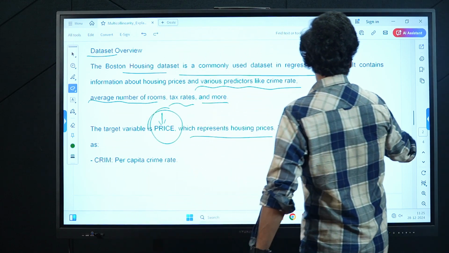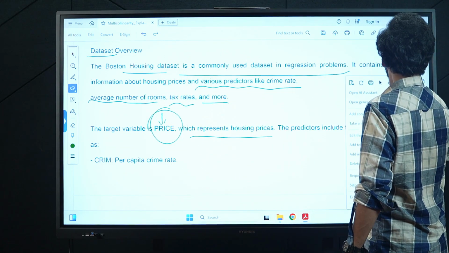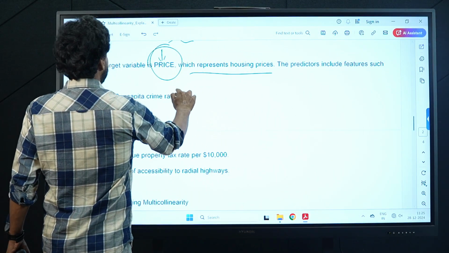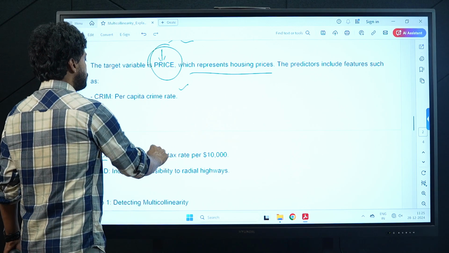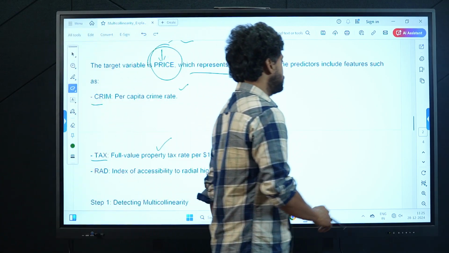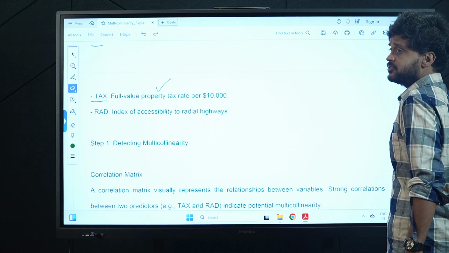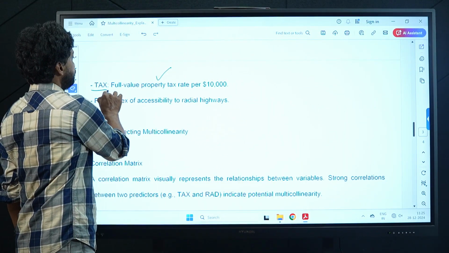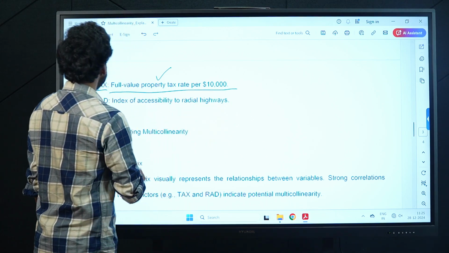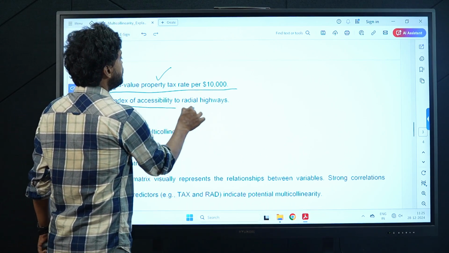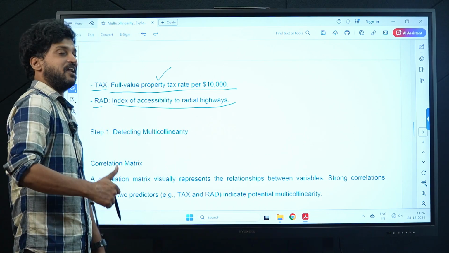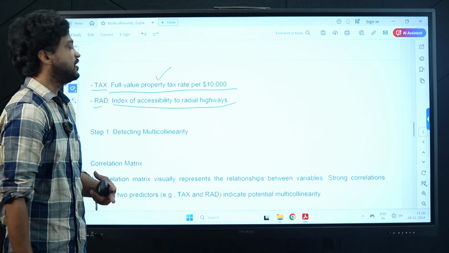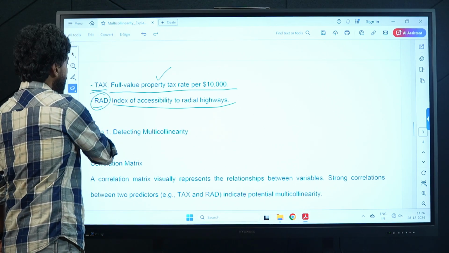The predictors include features such as CRIM, the per capita crime rate; TAX, the full value property tax rate per $10,000, because tax rate will vary from place to place; and RAD, the index of accessibility to radial highways. RAD defines the proximity of the property to the highway.